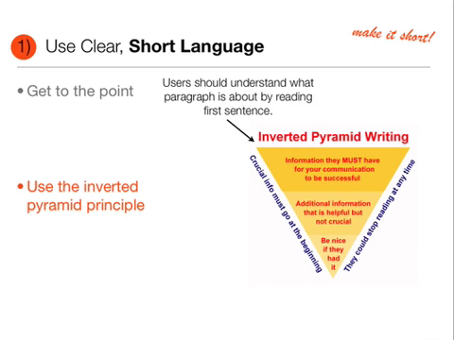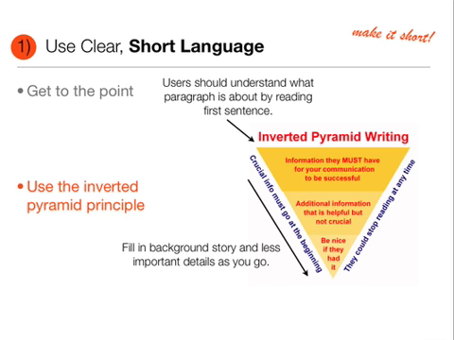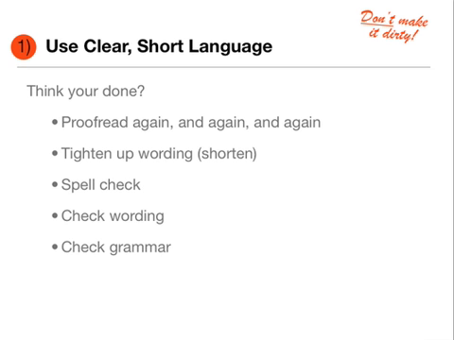When writing a paragraph, start with the point. Users should be able to understand what the paragraph is about by reading the first sentence. Fill in the background story and less important details as you go. When you think you're done writing your content, proofread again and again. Tighten up the wording to make it as succinct as possible. Spell check wording and check grammar.